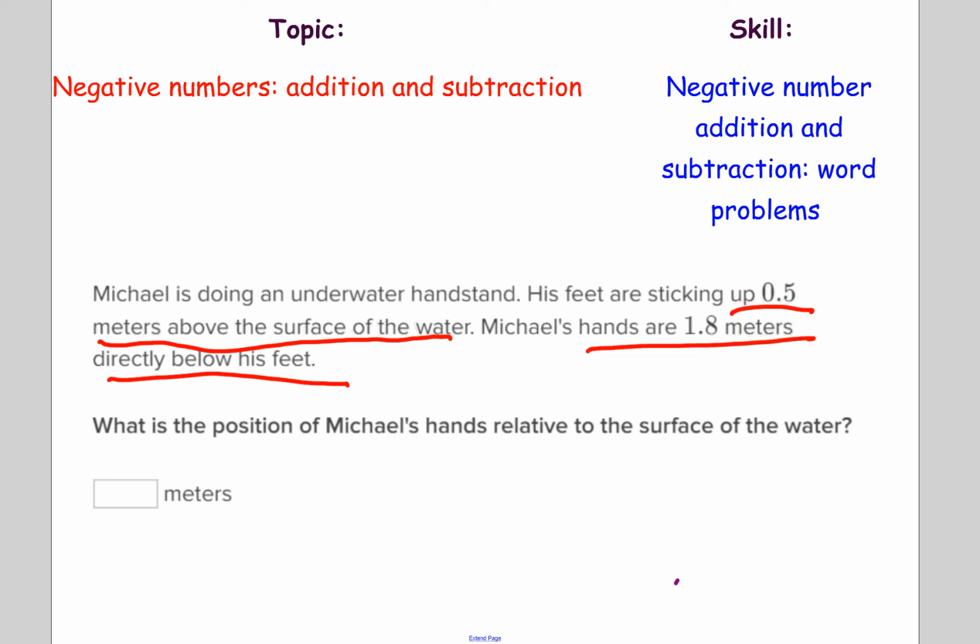Michael is doing an underwater handstand. His feet are sticking up 0.5 meters above the surface of the water. So here's the surface of the water, and here's Michael. All right, that's his head, and his legs are that way because this is a handstand. So he's kind of doing a handstand.